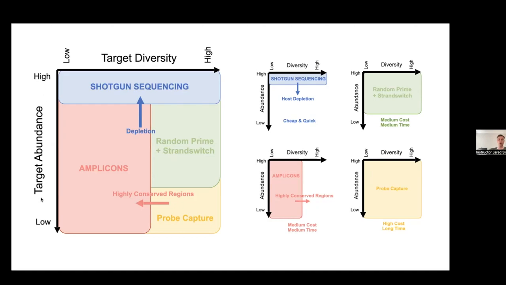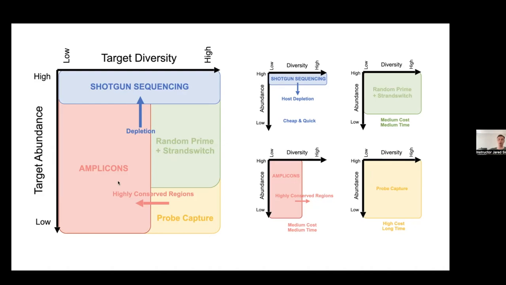So this is sort of the most important axis for determining whether you want to do enrichment of your sample or not. So if you have low abundance of your pathogen, you probably want to enrich. If you have high abundance, you probably don't need to enrich. Now, when you're going to do some enrichment, you really have two different strategies.